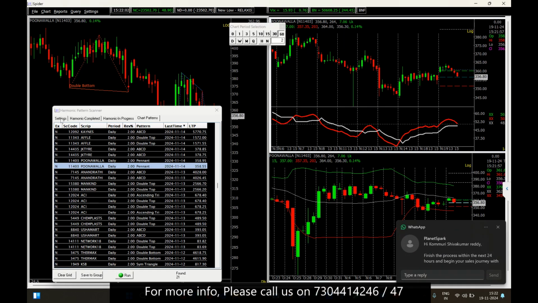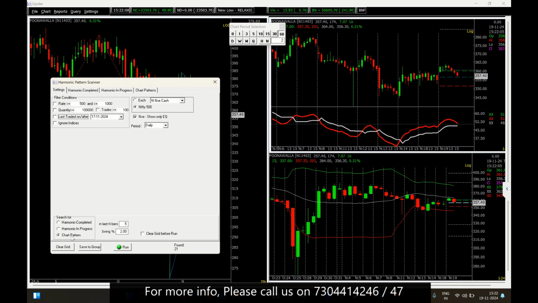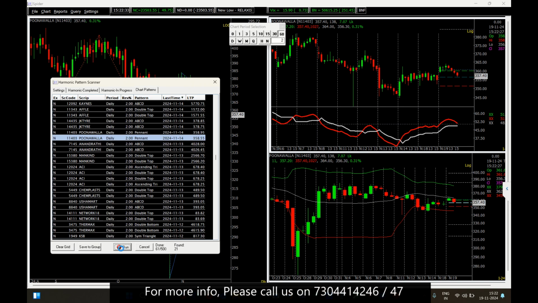Viewers are seeing one scanner named Harmonic Pattern Scanner. Here we are selecting the chart pattern. We selected a portfolio of Nifty 500 scripts, with the last 5 bars. That means from today, 19th November, in the last 5 bars, whichever scripts have matched different chart patterns will get automated by running the run button. I selected the periodicity as daily, on daily chart patterns.